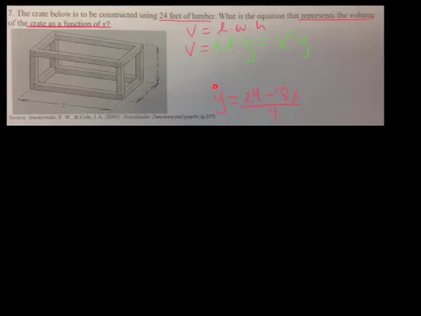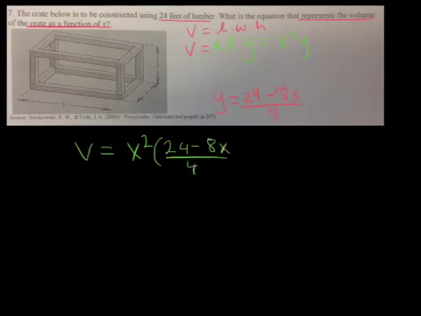So hopefully you realize, look, I know what y is in terms of x, so I can plug this in for y and have volume in terms of x only. So to do that, I will get volume equals x squared times 24 minus 8x over 4. And I'm going to do a little simplification. I'll get x squared, and in the parentheses, 24 divided by 4 is 6, and 8x divided by 4 is 2x. So that's my equation.